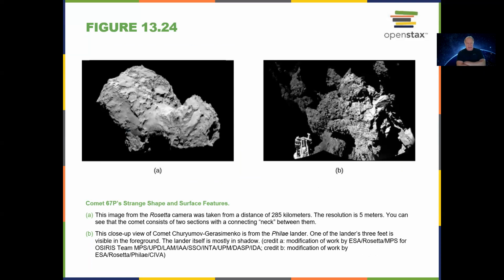This image from the Rosetta camera was taken from a distance of about 285 kilometers, and the resolution is 5 meters. You can see that the comet consists of 2 sections with a connecting neck between them. So this is one section here and one section here, and a connecting neck between them. In this close-up of the comet, another image is from the Philae lander, and one of the lander's 3 feet is visible in the foreground.